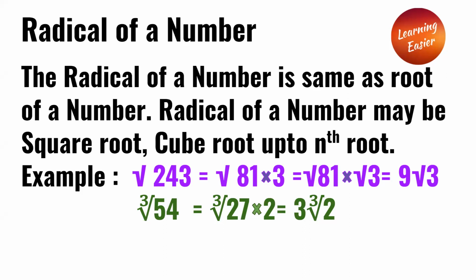You may wonder how we chose 81 and 3 to simplify the square root of 243. We chose 81 and 3 because one of them, 81, is a perfect square, and they are both factors of 243. So the answer for that problem is 9 square root of 3. Cube root of 54 is equal to the cube root of 27 times 2, which is equal to 3 cube root of 2.